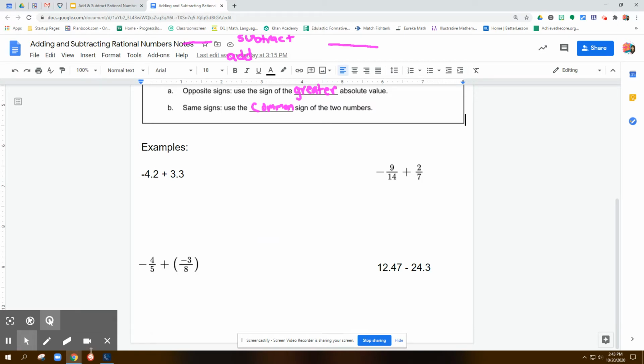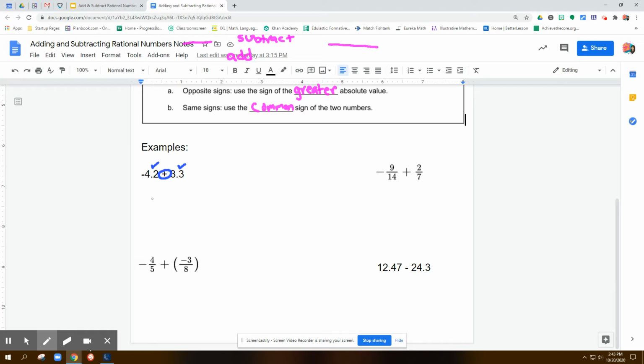Let's go ahead and do some examples together because I think this will help make it a little more clear. I'm going to start with negative 4.2 plus 3.3. First of all, I am adding. That's good news because I don't have to worry about changing a subtraction operation to addition and flipping signs and doing the opposite. The other good thing is that I have a decimal plus a decimal, so I don't have a fraction and a decimal. Everything's in the same form.